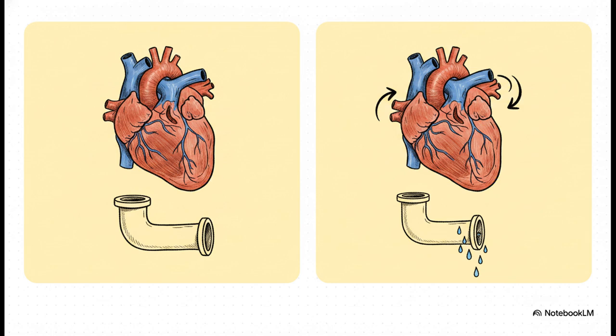thick and hypertrophied. Now consider the second mechanism, regurgitation. The valve won't close. Blood is leaking backward with literally every single beat. This is a volume overload problem, so the chamber just stretches and dilates until it eventually fails. Basically, keep this simple analogy in mind. Stenosis is a blocked pipe. Regurgitation is a leaky valve.